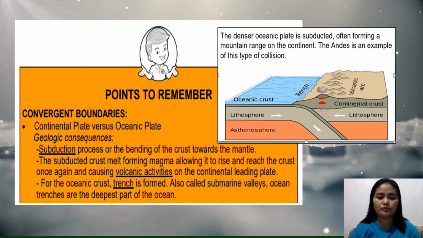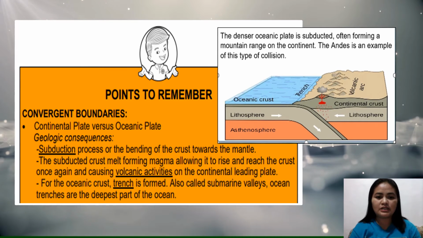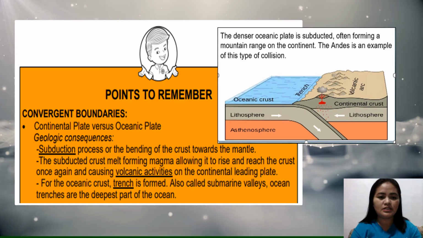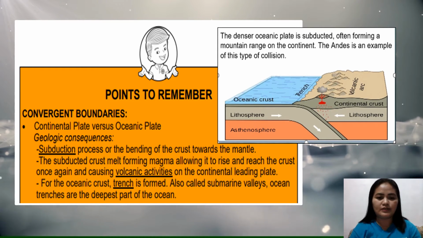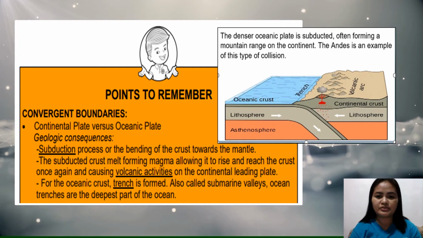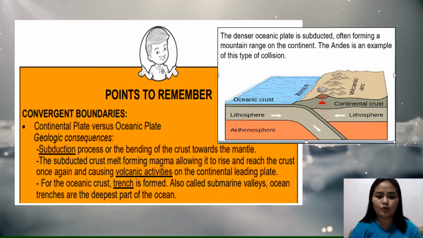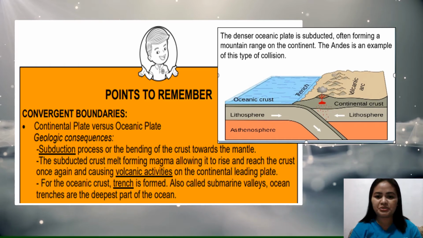As usual, we have to discuss first the points to remember for you to connect and be able to understand the activities given for this week. It says here, convergent boundaries. I have taught you this already. When we say convergent boundaries, these are plates that are moving toward each other. They are colliding. Look at the picture.